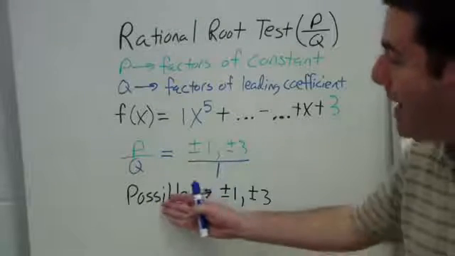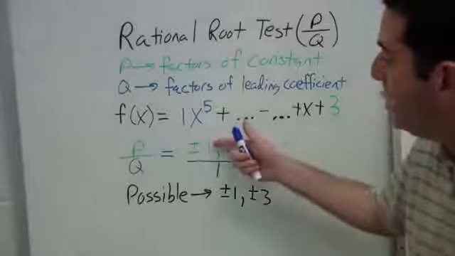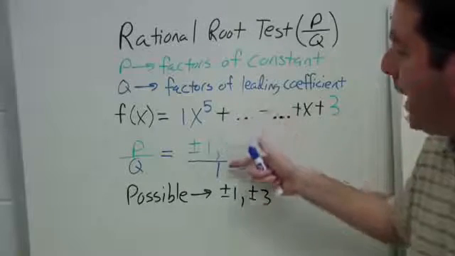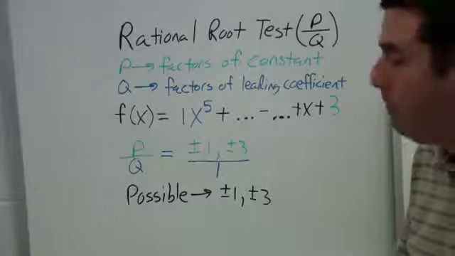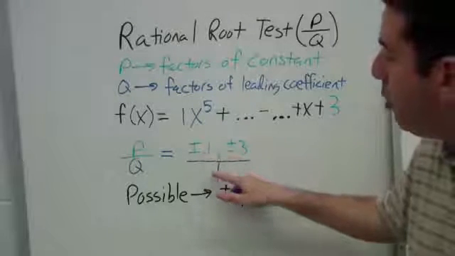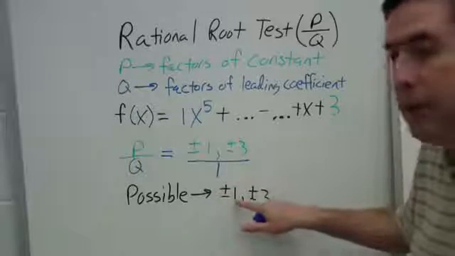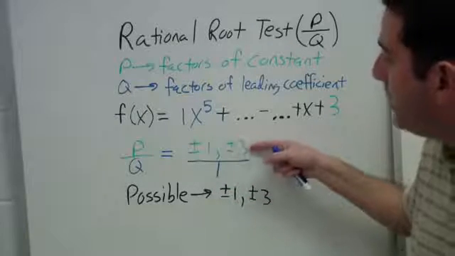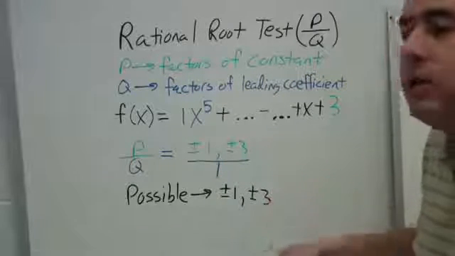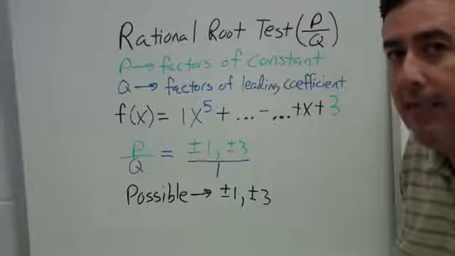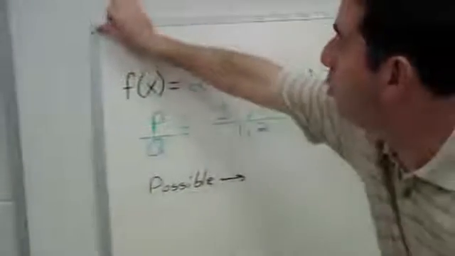Our list of possible things to divide by then would be each thing on the top divided by each thing on the bottom. For this particular problem, plus or minus 1 over 1 gives me plus or minus 1 as choices to divide by. Plus or minus 3 over 1, that gives me plus or minus 3 as choices to divide by. Some of the problems aren't quite as polite as this one.